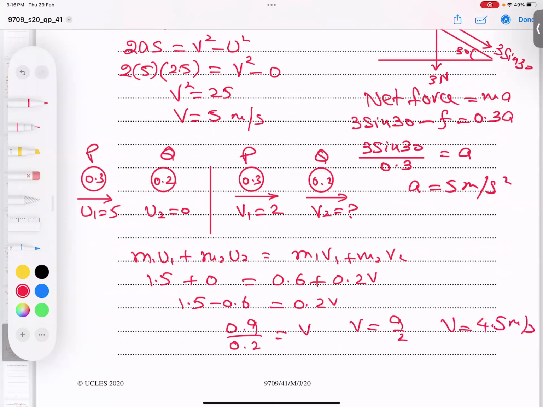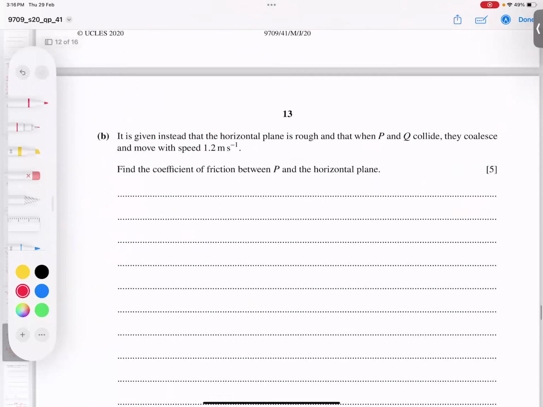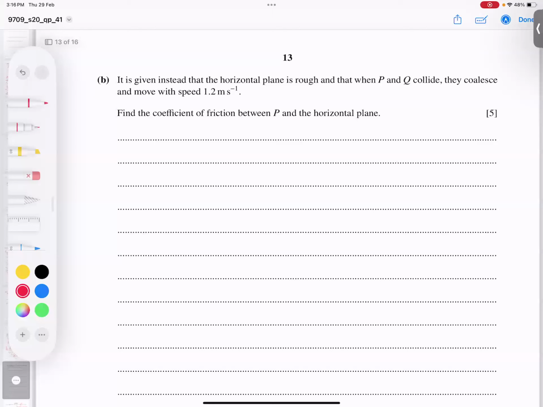So, after collision, the velocity of Q is clear, and 5 marks are confirmed from here. For the next 5 marks, it is given that the horizontal plane is rough. It means the inclined plane is still smooth, but the horizontal plane is rough. P and Q collide, coalesce, and move with a speed of 1.2. So the story is what I just told you.